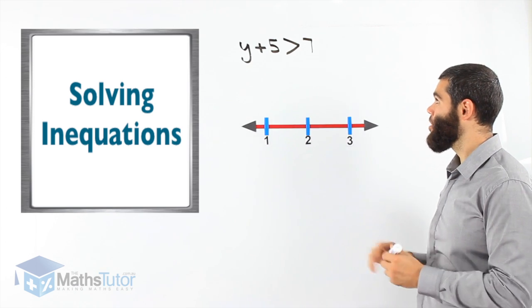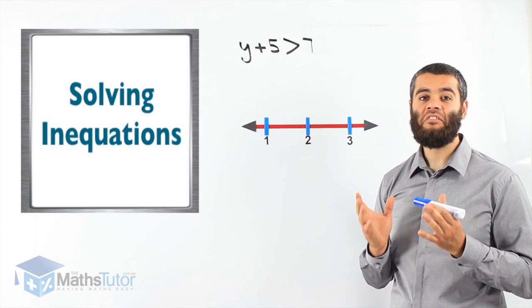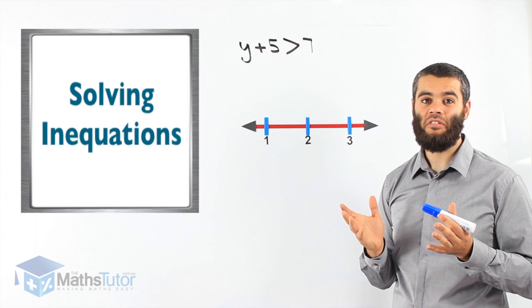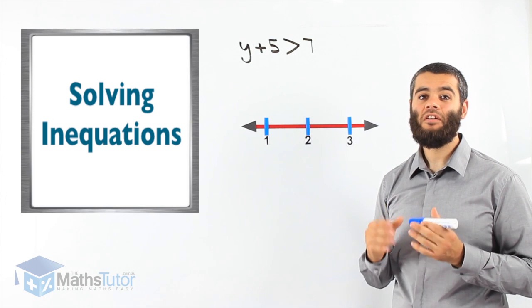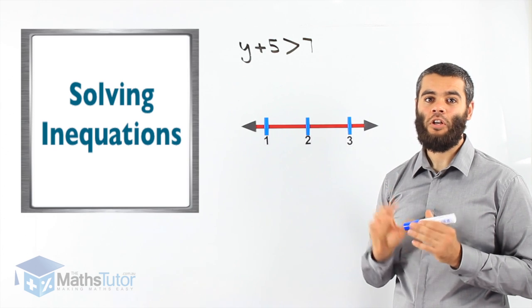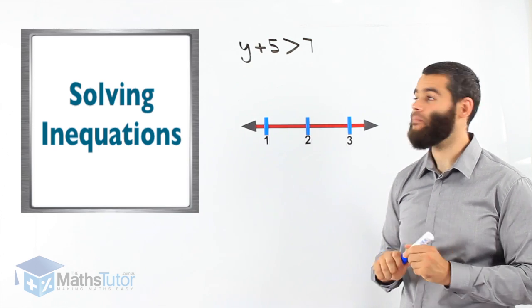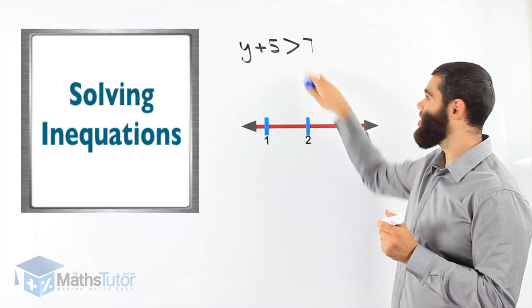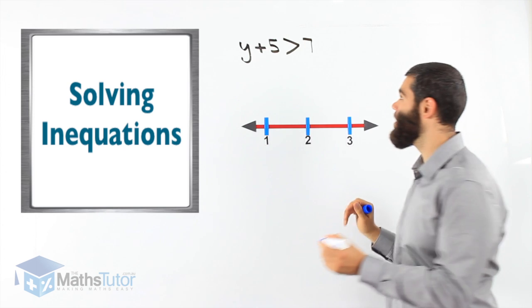Let's see how. We follow the same rules and the same process as normal equations, except later on in the lesson, I'm going to show you one extra rule. But for now, it's exactly the same. y plus 5 is greater than 7. We solve it like normal equations.